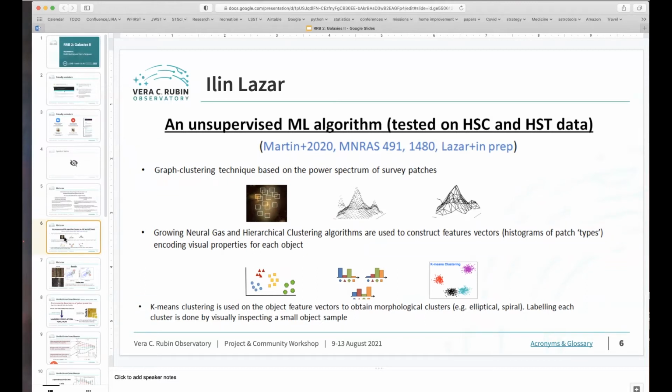And then in combination with the growing neural gas network and different clustering algorithms, we're able to decode the visual properties for each object and obtain final morphological clusters for different galaxy types, such as ellipticals, spirals, or even more detailed morphologies. Obviously, the biggest advantage of this algorithm is that it can reduce vast amounts of data to a number of galaxy clusters between 100 and 200, each representing a different morphology. As we can see in the next slide, please.